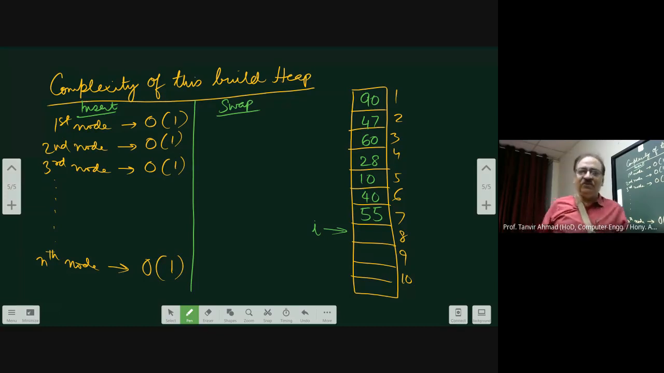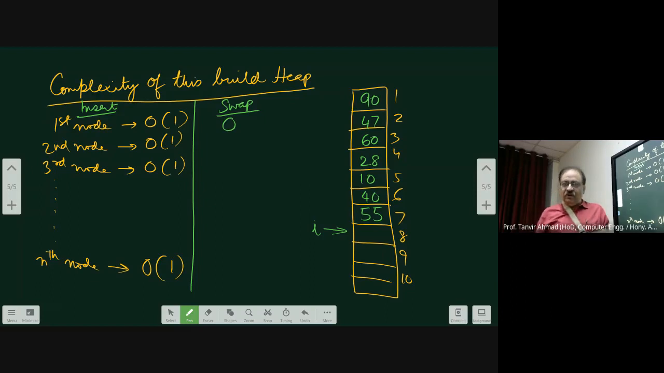Now let us try to see the worst case. The first node, when you are going to insert, does not require any swapping. That means the number of swaps will be only 0.